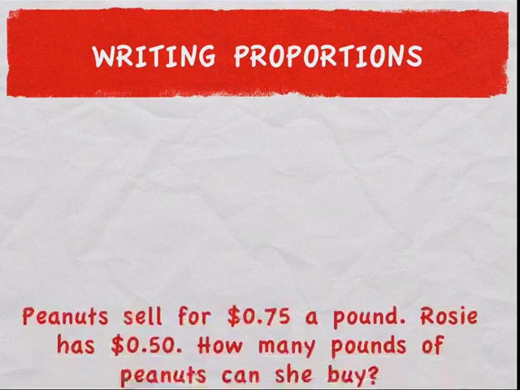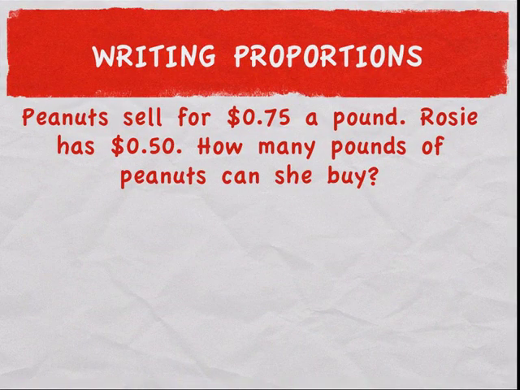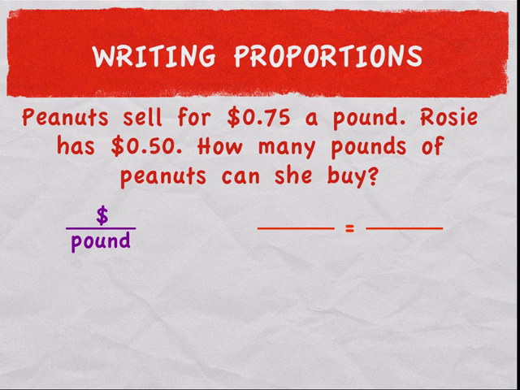Here's another example. Peanuts sell for 75 cents a pound. Rosie has 50 cents. How many pounds of peanuts can she buy? I'm going to set this one up as dollars to pounds. Now remember, we could set it up the other way, so it's not wrong if you were thinking pounds to dollars. Now I'm going to write my proportion.